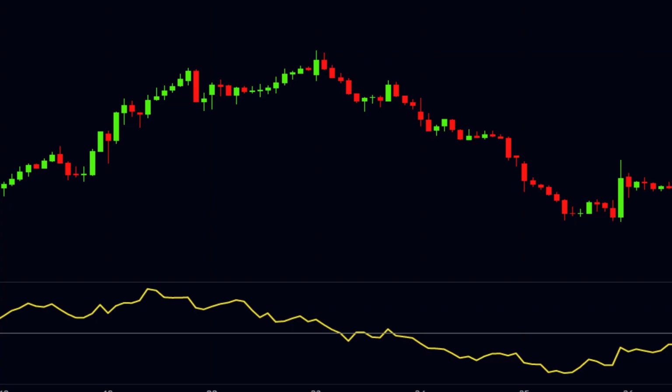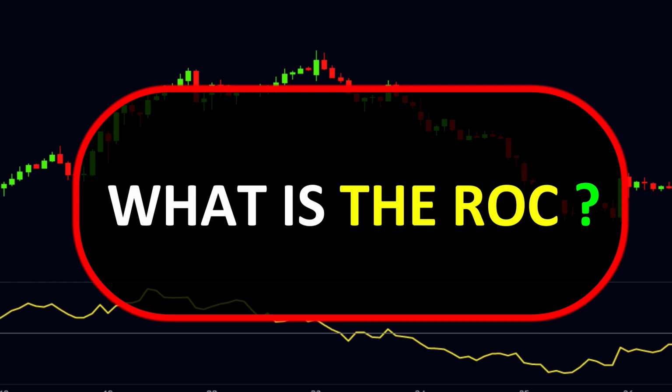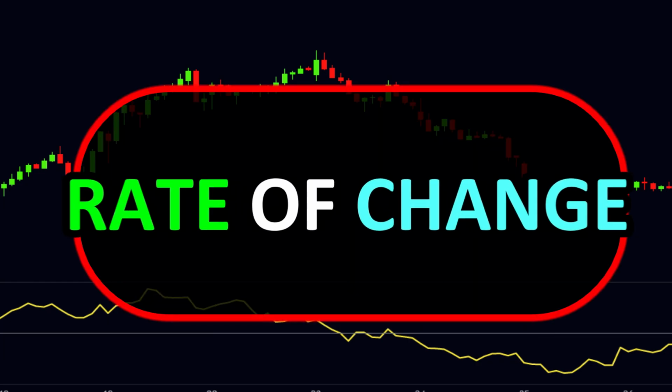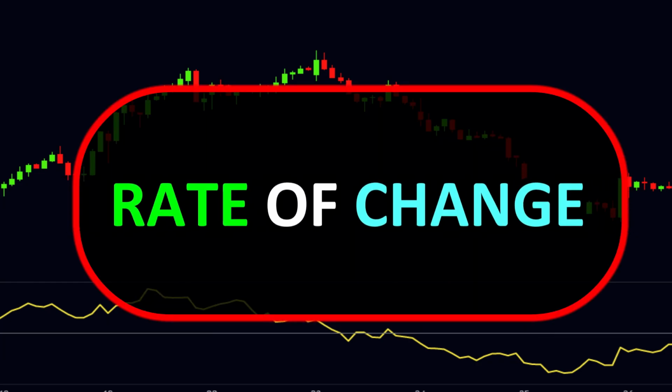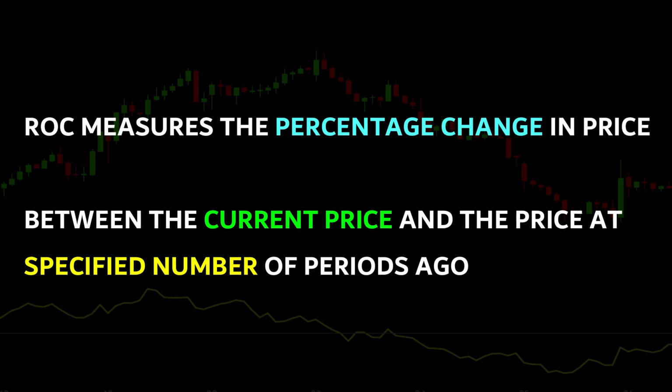Now first we understand what the ROC is. The full form of ROC is rate of change. It is one kind of momentum oscillator. ROC measures the percentage change in price between the current price and the price at a specified number of periods ago.